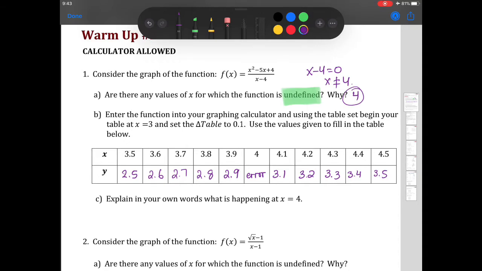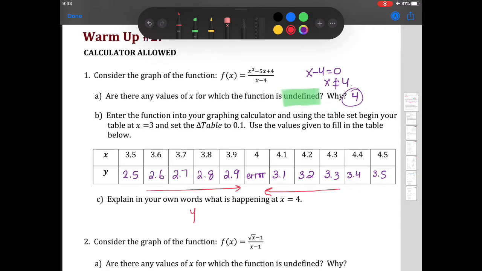So now, explain in your own words what's happening at x equals 4. So this is where we actually need to pay a little more attention. Look at the values from the left, right? What number are they approaching? They're approaching basically 3. If I changed my table to 0.01, you'll see it even more clearly. So the y value is approaching 3 on both sides.